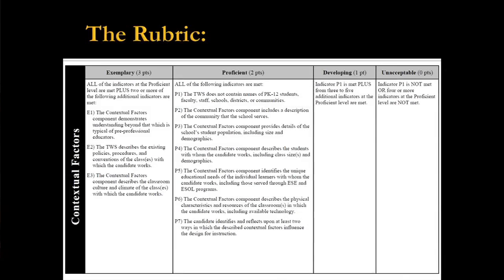Now, note, we're still in contextual factors. I told you we'll spend a lot of time on contextual factors, and then we'll be able to go through the others more quickly. Okay? So we're going to look at the proficient column, because that's what you got to do, right?